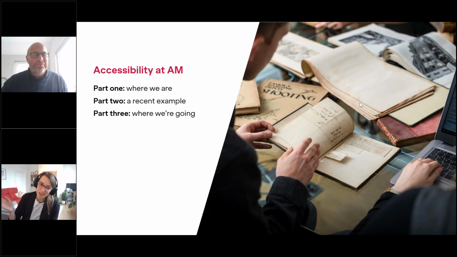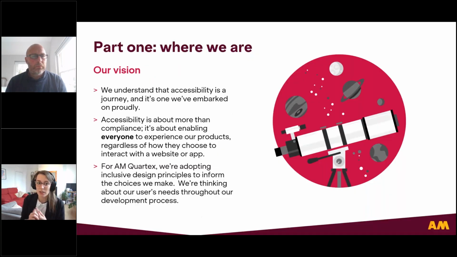As introduced by Martin, my name is Yaz. I'm the UX designer on the platform development team at AM. I specialize in user experience and accessibility, and I have over 6 years of experience in this field. So today I'm going to be talking about accessibility at AM. I'll be running this in 3 parts. In part 1, I'll cover where we are now and a look at our general approach to accessibility. In part 2, I'll be sharing a recent example of a product that needed extra accessibility consideration. And finally, in part 3, I'll be sharing where we're going and what the future of accessibility at AM looks like. So let's start with part 1, where we are and our vision.